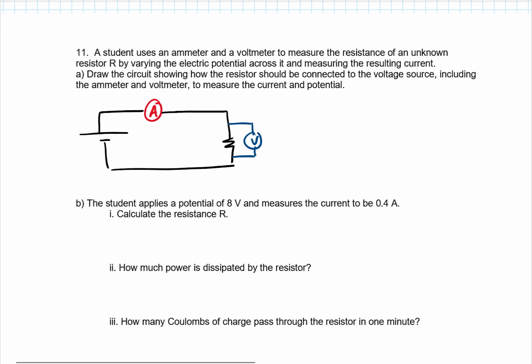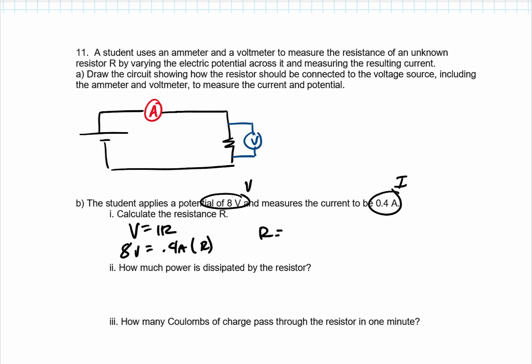The student applies a potential of 8 volts and measures the current to be 0.4 amps. Calculate the resistance. Well, we have the potential, that's our voltage. We have our current, that's I. We know V is equal to IR. So if we plug our numbers in, 8 volts equals 0.4 amps times the resistance. So the resistance is 8 volts divided by 0.4 amps. The resistance comes out to be 20 ohms.